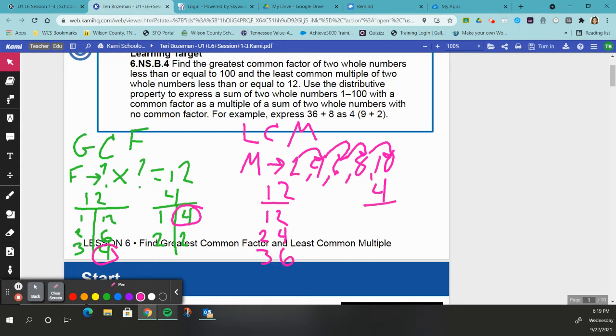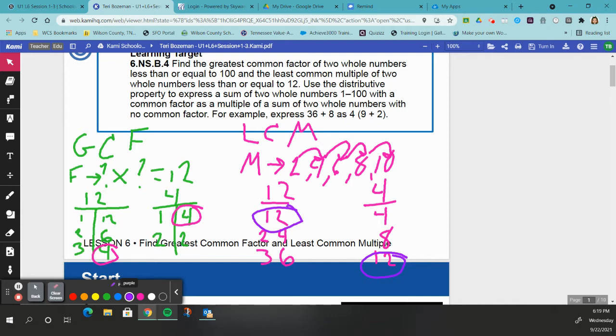And let's do our first 3 multiples of 4. So I would start with 4. 2 4s would be 8. 3 4s would be 12. And then I want to find the least common one. So the smallest one that they have that's the same would be 12. So that is our least common multiple of 12 and 4.